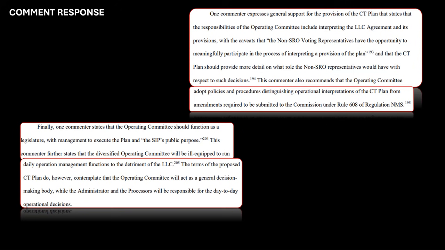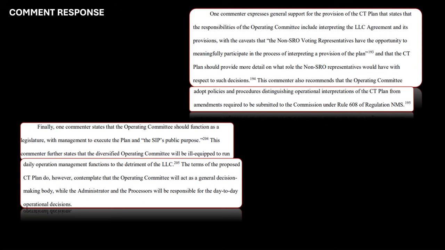Now, the comment response to this, one commenter states that the operating committee should function as a legislature with management to execute the plan and the SIP public purpose. This commenter further states that the diversified operating committee will be ill-equipped to run daily operation management functions to the detriment of the LLC. The terms of the proposed CT plan do, however, contemplate that the operating committee will act as a general decision-making body, while the administrator and the processors will be responsible for the day-to-day operational decisions.